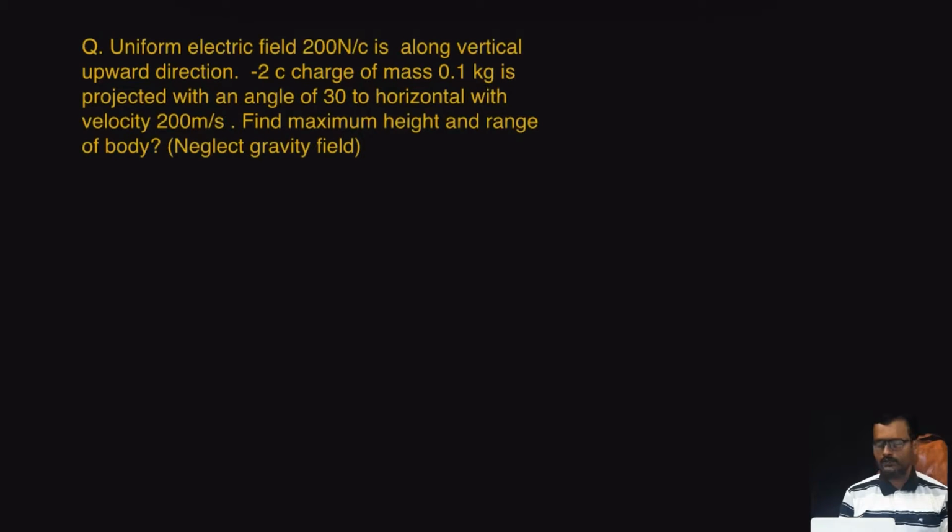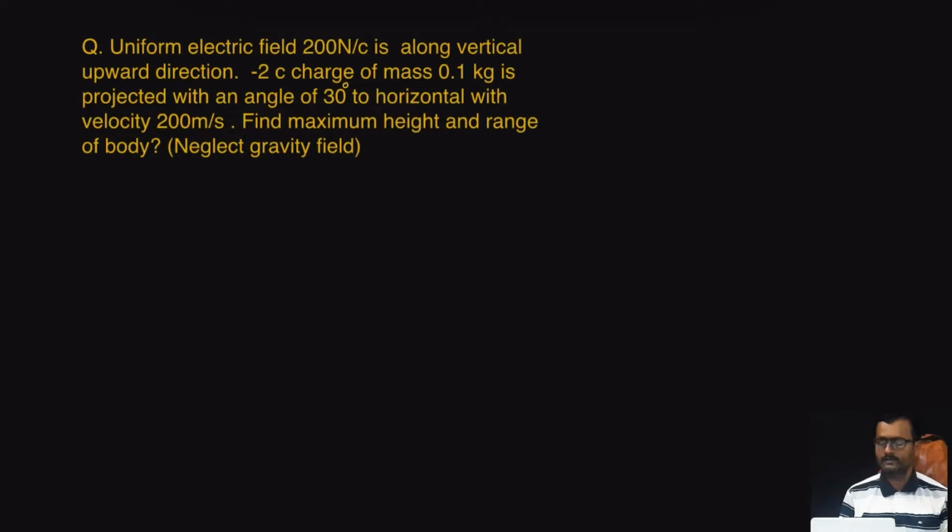Let's solve the problems related to the uniform electric field. A uniform electric field of 200 Newton per coulomb is along the vertical upward direction. A -2 coulomb charge of mass 0.1 kg is projected at an angle of 30 degrees to the horizontal with velocity 200 meter per second. Find the maximum height and range of the body.